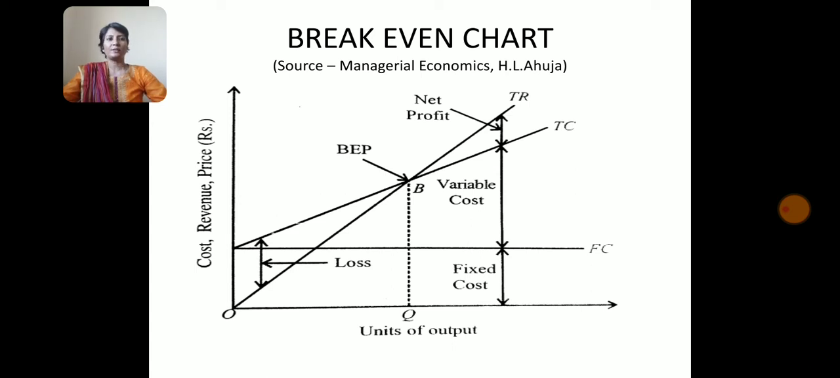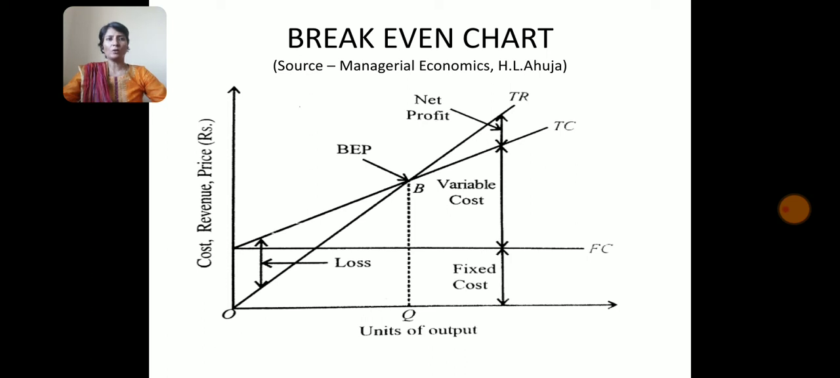Total revenue, that is the TR curve, is shown as linear as it is assumed that the price is constant irrespective of the output. This assumption is appropriate only if the firm is operating under perfectly competitive conditions.